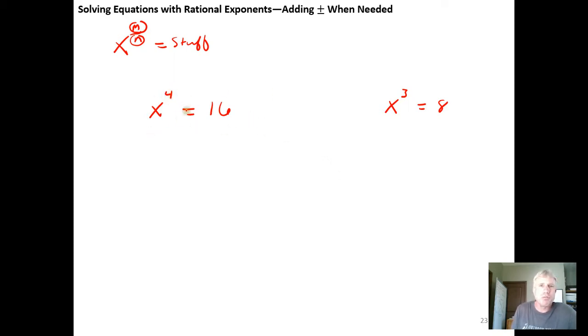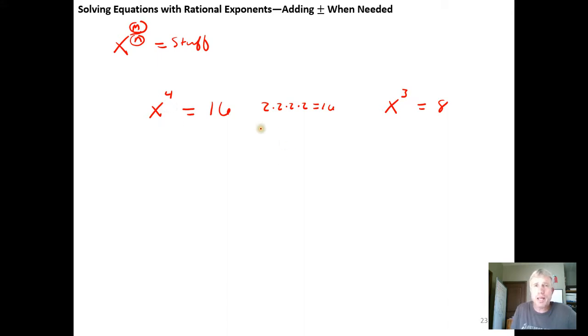And what we want to think about is what is this asking us to do? Well, this is asking us to find a number x so that when we raise that number to the fourth power, or multiply it by itself 4 times, we get 16. And 2 is certainly a number that fits the bill because 2 times 2 times 2 times 2 is 16. 2 times 2 is 4, times 2 is 8, times 2 is 16. So 2 is a solution to this equation.